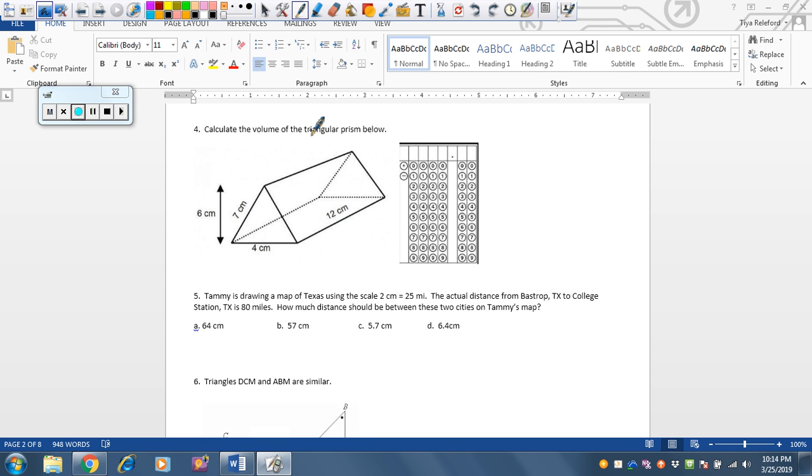Alright, number 4 says calculate the volume of the triangular prism. You need 2 formulas, triangle and prism. Now careful, the base on this has to be a triangle. They give you an extra number here, don't let them trick you. Number 5, keyword is scale. You're going to set up a proportion. Use your labels.